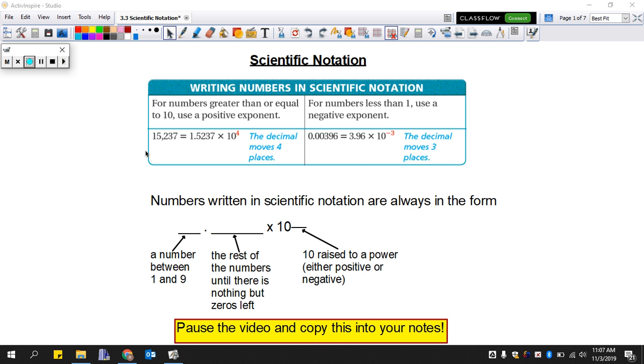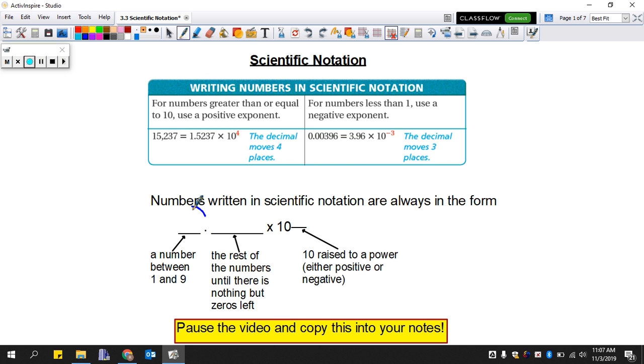All right, so the first thing that we're going to look at is that if we're writing large numbers, we're going to use 10 raised to a positive exponent. If we have numbers that are decimals, or numbers that are less than 1, then we're going to use a negative exponent.